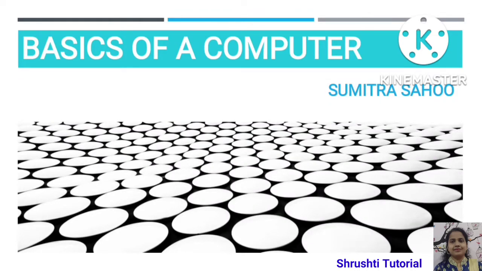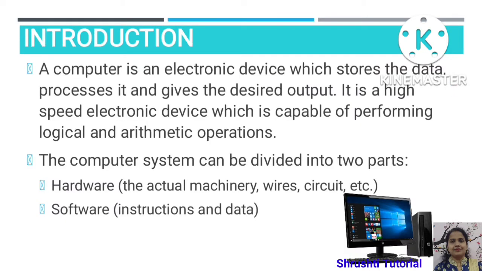In this video today we'll learn the basics of computers. Let us start. So computer is an electronic device. Computer is an electronic device which stores data and processes it and gives the desired output. And it is a high-speed electronic device which is capable of performing logical and arithmetic operations.